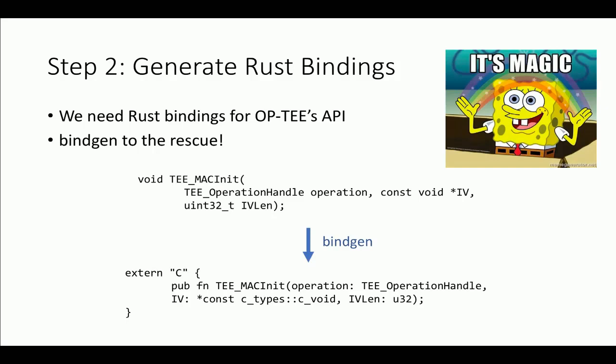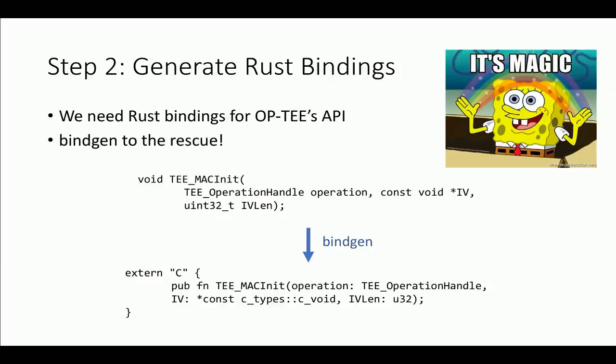Step two is to generate Rust bindings. This step terrified me. The reason being, that OS has a lot of functions you can call and a lot of types and a lot of other stuff. And I thought I was just going to have to write those all myself. And I was very happy when I found this bindgen Rust tool.